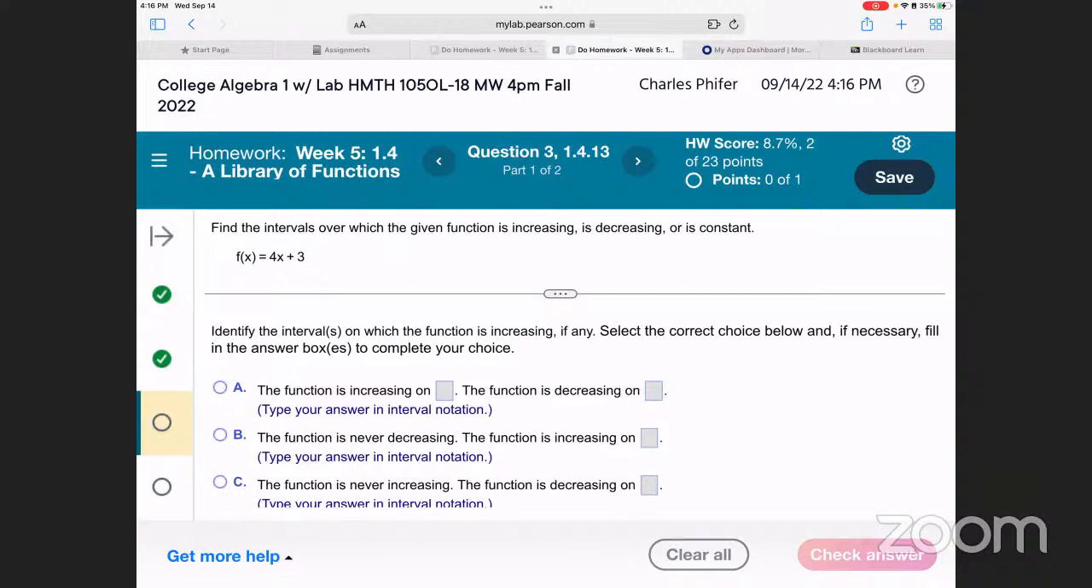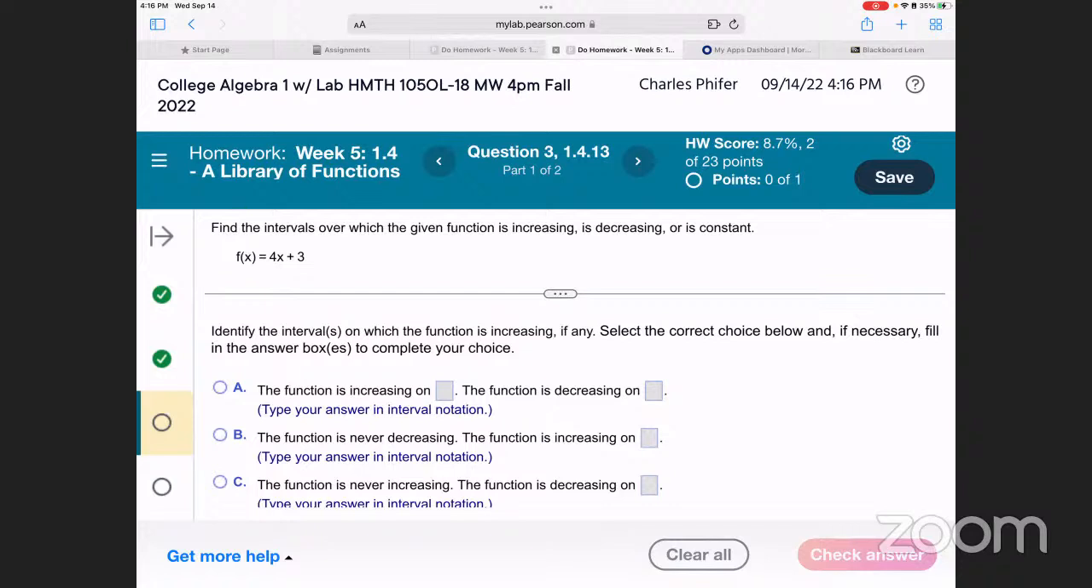So find the intervals over which the function is increasing, decreasing, or constant. Here, I would just recommend to look at the graph, right? You notice that the highest exponent is a 1, so we should be working with a line. The y-intercept is 3, and it has a slope of +4. So then that means that as we trace the graph left to right, it's going to rise.